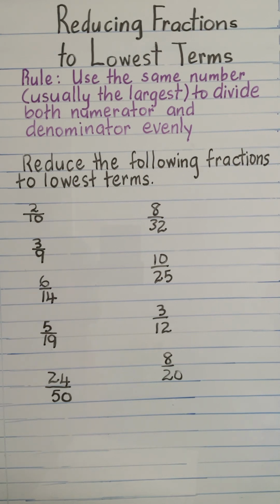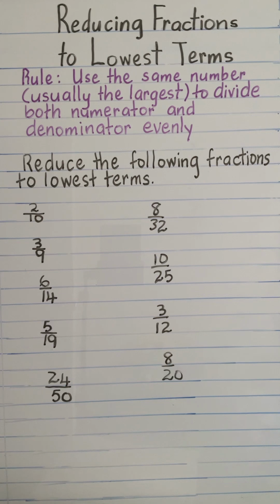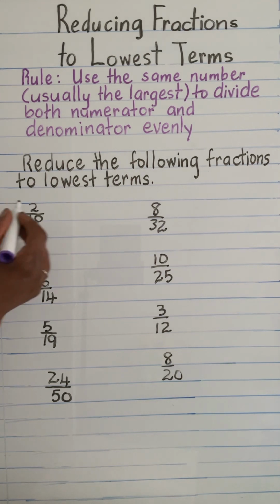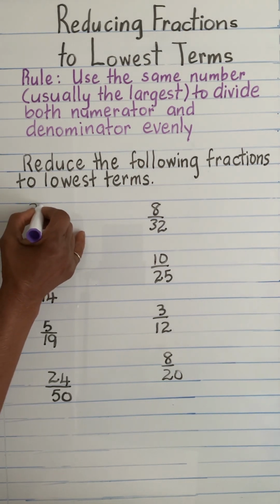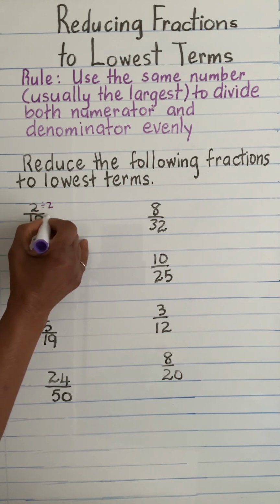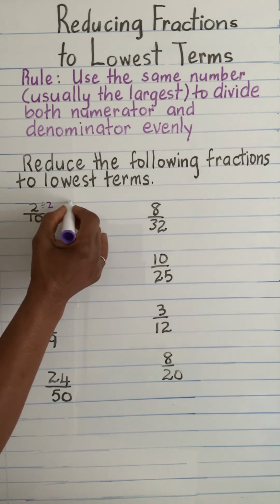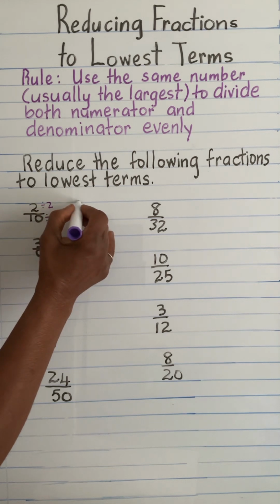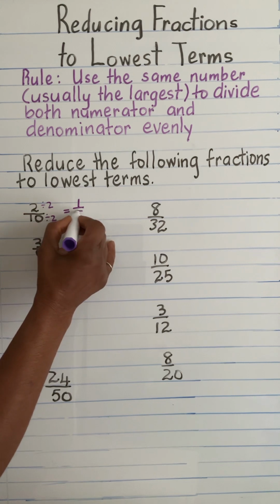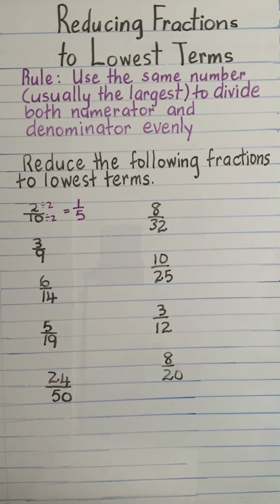Our first fraction is 2 over 10. As we look at 2 over 10, we know that 2 can divide 2 and 2 can divide 10. So we can go ahead and divide both numerator and denominator by 2. 2 divided by 2, 1. And 10 divided by 2, 5. So 2 over 10 is equal to 1/5.